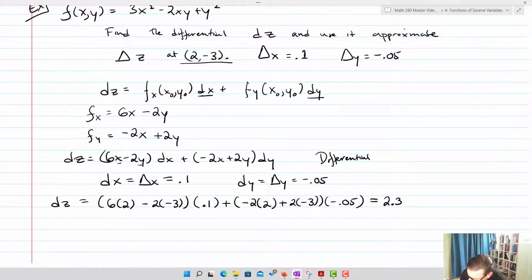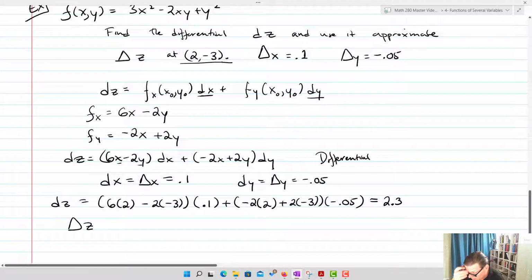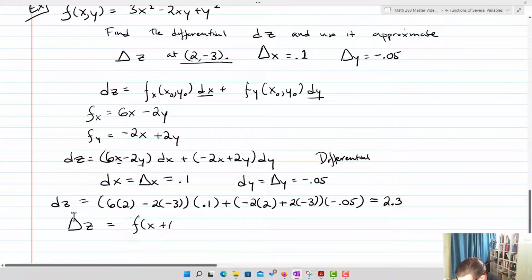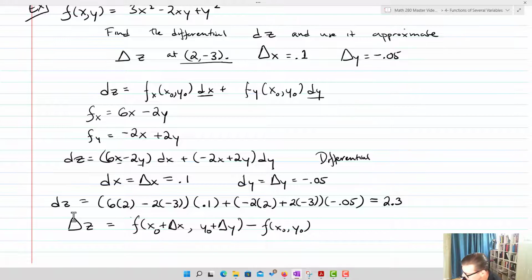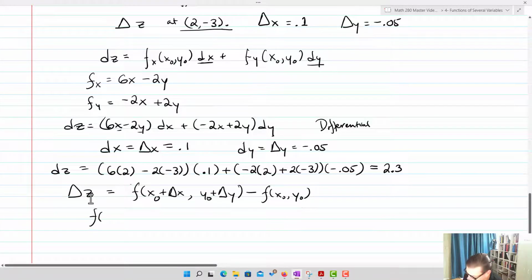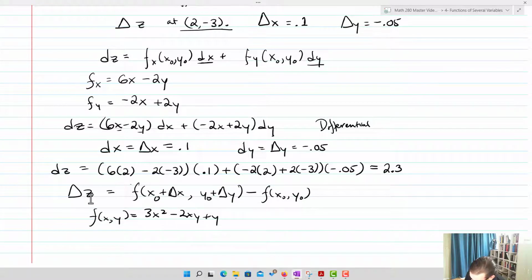Now for us to find the actual delta z, and delta z is just the change in z, we're actually going to have to find f of (x naught plus delta x, y naught plus delta y) minus f of (x naught, y naught). So basically we're going to find out how much z actually changed. So remember that f of x, y is 3x squared minus 2xy plus y squared.